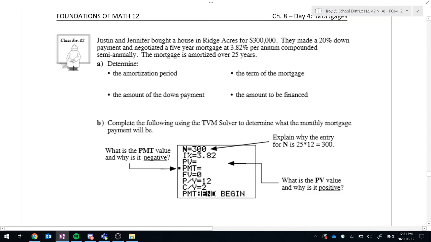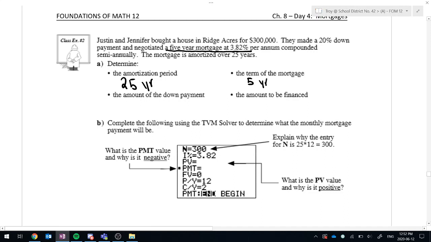Okay, so the first question, our amortization period, that is going to be 25 years. That's how long it's going to take for them to pay off the entire mortgage. But the current term of their mortgage is lasting for, what do they say, 5 years. 5-year mortgage at this interest rate. Perhaps it changes later. But currently, it's a 5-year term.